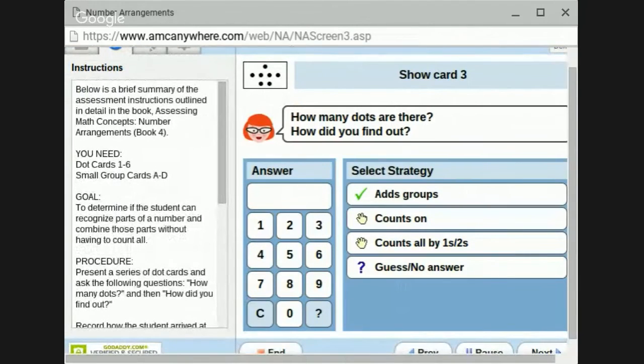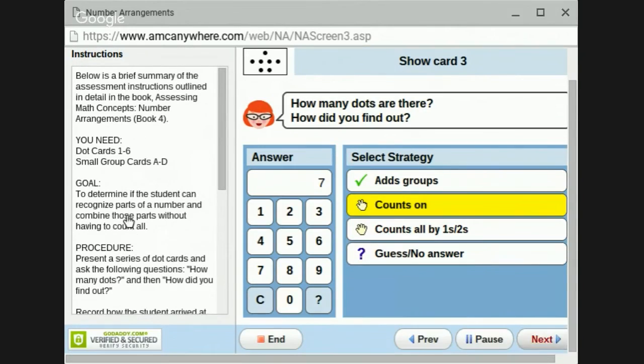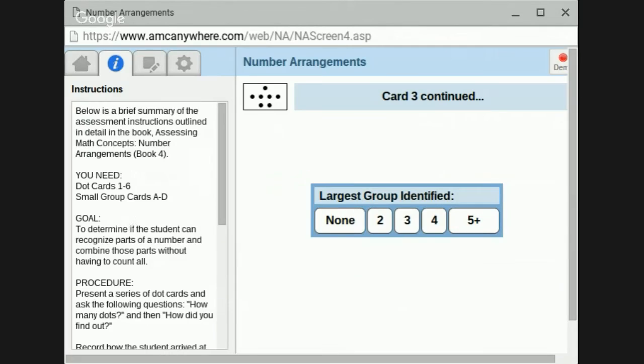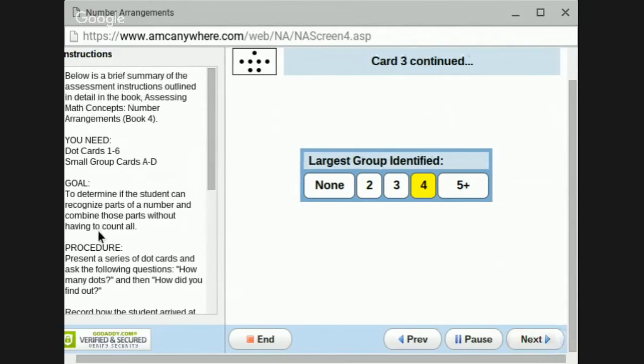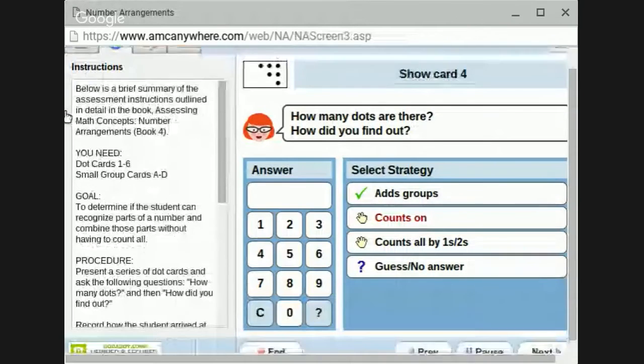For this dot card, you would say, how many dots are there? And let's say the child said, 4, 5, 6, 7. So the child said the total was 7. What strategy did the child use? They counted on because she started at 4 and then moved on from there. So that's the count on strategy. The largest group that was identified was the 4. So I'm going to click 4. You're going to continue with this assessment until you get to the end.